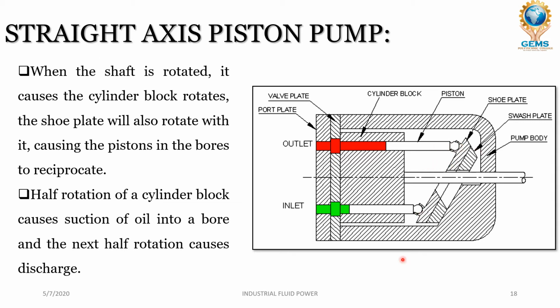The shoe plate is also rotating, so these two ports follow the reciprocating motion. Half rotation of a cylinder block causes suction of oil into a bore, and the next half of rotation causes discharge. In the first half, it causes oil suction into the bore, and in the second half, it causes the discharge.